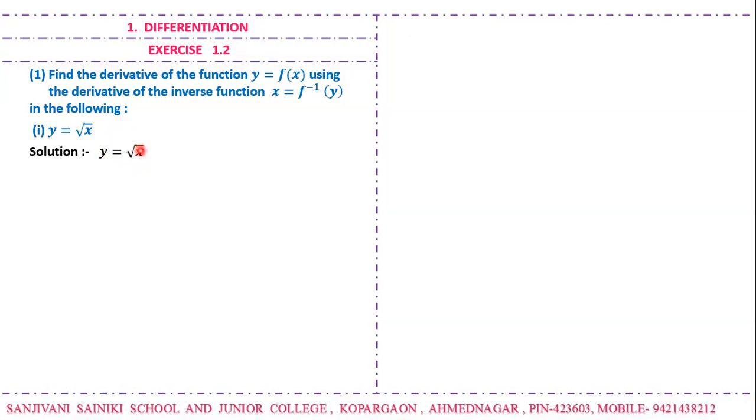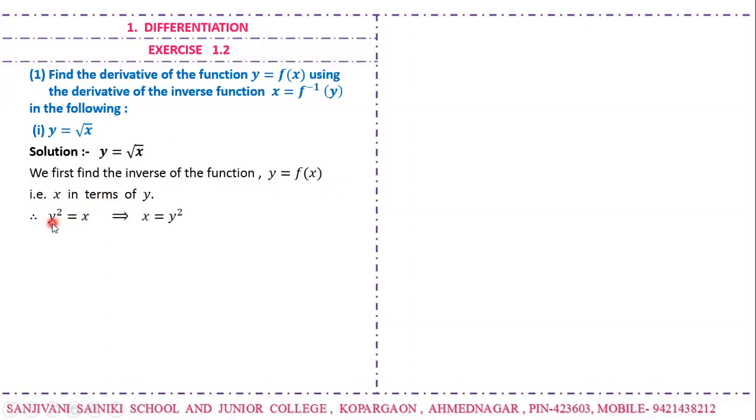Now we have to write x in terms of y. That is called the inverse function. So how to write it? Taking the square on both the sides, y square is equal to x. So we get x is equal to y square. Now it is a function in terms of y. So f of x is equal to f inverse of y, and that is equal to y square. So this is the inverse function of the given function.